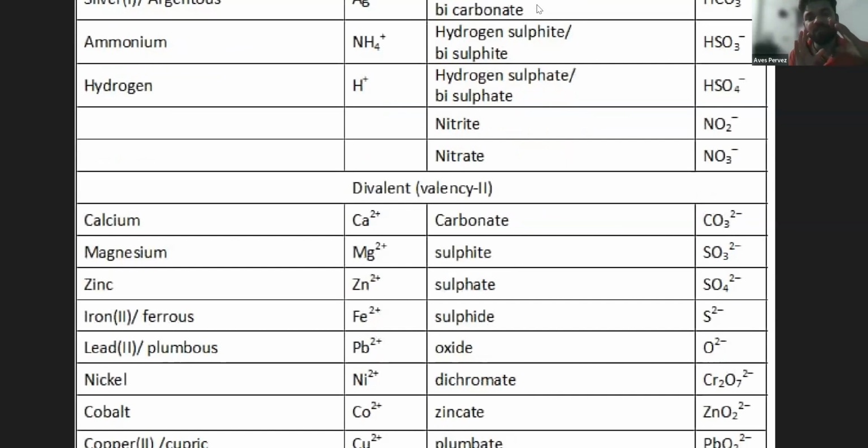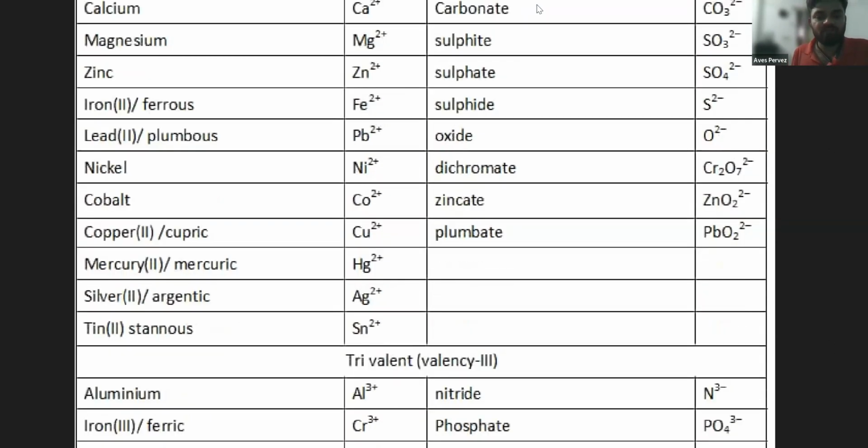Let me say one thing to you: if you have memorized this chart, 50% of the chemistry is finished for you. The rest for the whole year, you have to learn the other 50%. This chart is so important that it will help you write the correct formula of a compound. This will be sent to you by WhatsApp, to your respective group. Make sure you receive the message. So this is important.